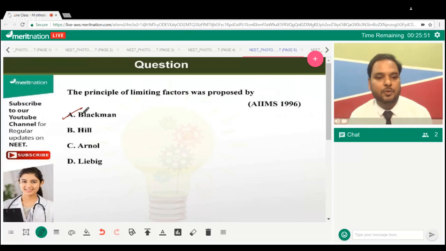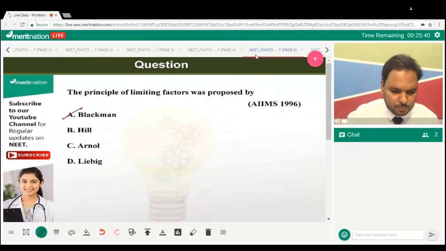So Blackman proposed the principle of limiting factors, that because of a particular factor, your whole reaction is governed. Fine. So that's an easy question. Let's just move further.